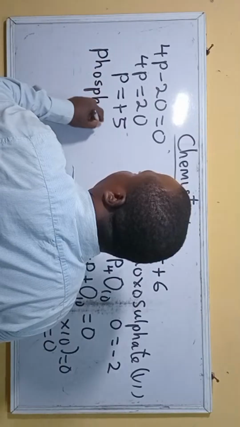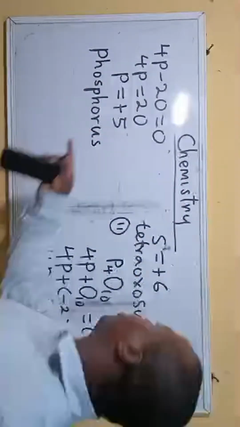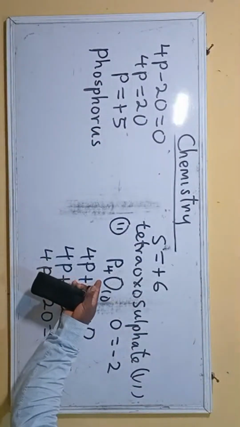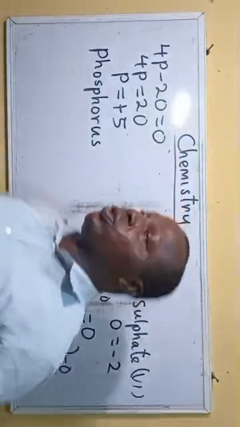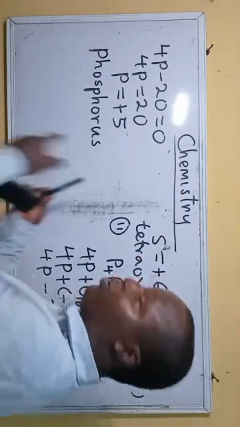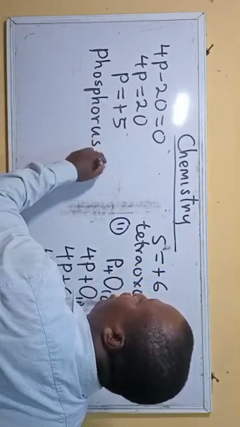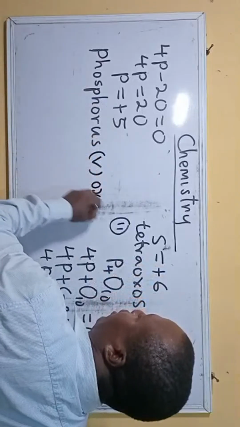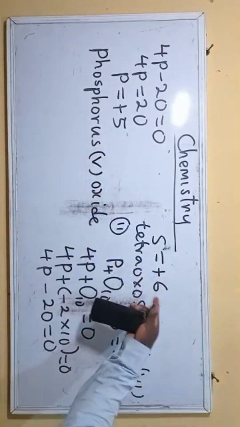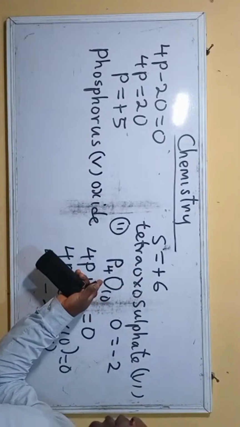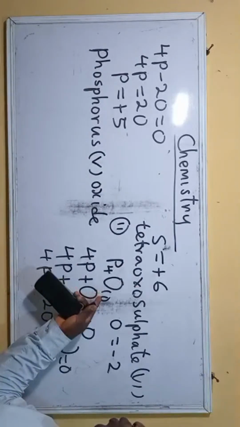phosphorus. Now, you have oxygen here. Oxygen will turn to oxide, according to IUPAC nomenclature, according to the rules. Then you have phosphorus. Since you have 5, it will be phosphorus 5 oxide. This is the name of this formula, P4O10.